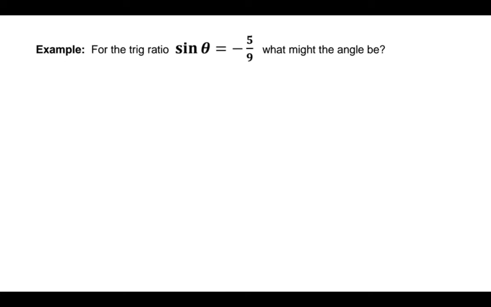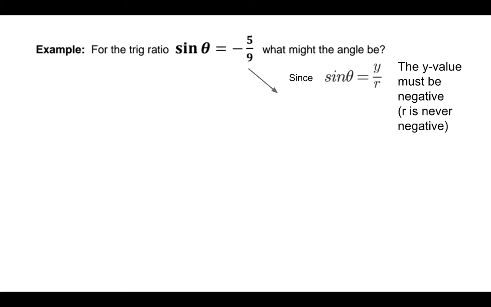Just an example for a question like this. If you want to find the angle and you have the ratio, you can think about where negative 5/9 is. Nine is the radius, so it has to be positive. But sine is based on y, so even if you called y the negative 5/9, this tells you that the y value actually has to be negative. And so there are two places that can happen.